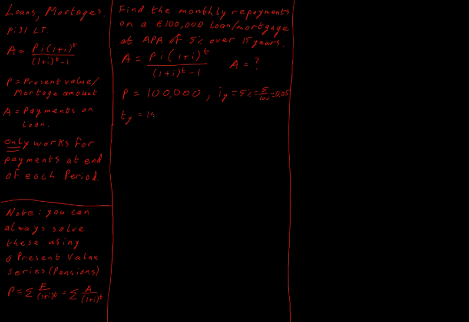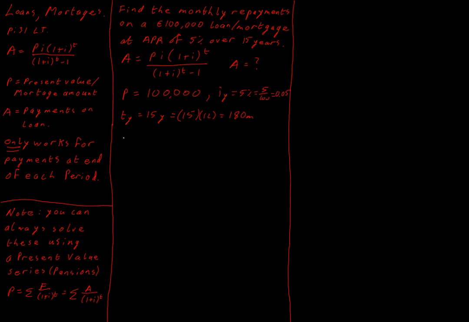Years is 15 years. But I'm told that I'm going to be making monthly repayments. So this yearly interest rate and this time in years are both going to need to be converted to months because I'm asked about monthly repayments. So the time is fairly straightforward. 15 years, well, there are 12 months in a year, so it's 15 by 12. It's going to be 180 months.